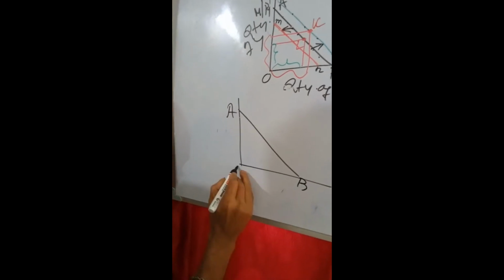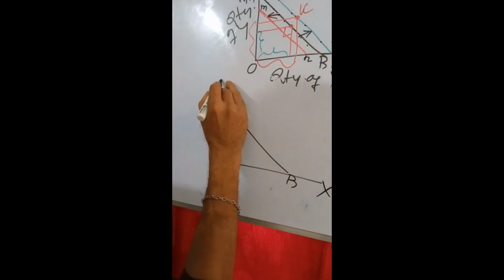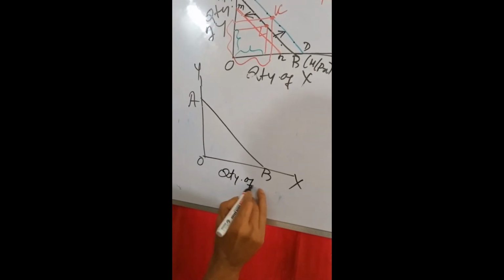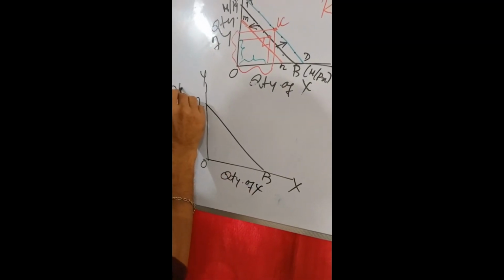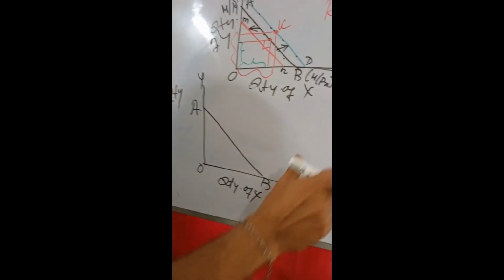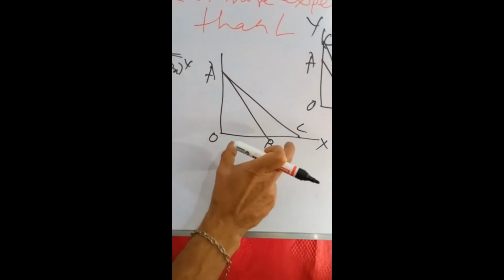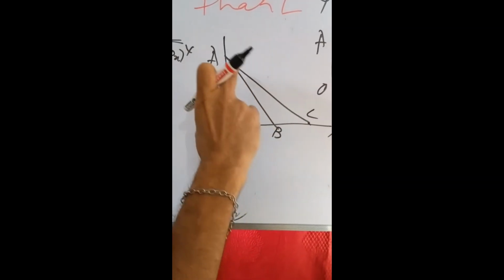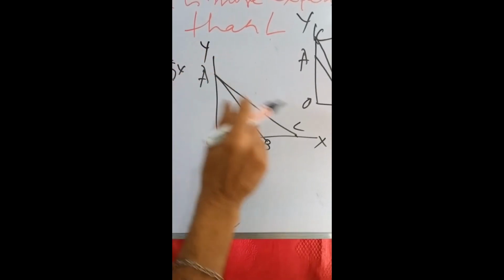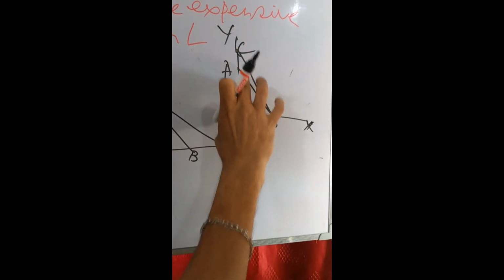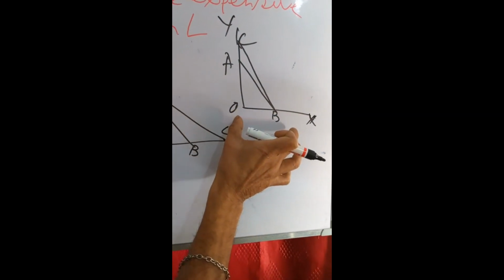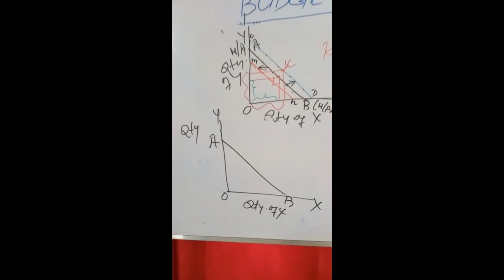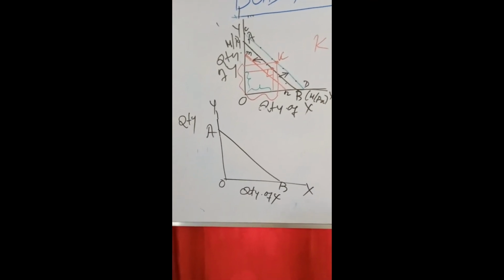This is original budget line. This is quantity of X and this is quantity of Y. Now here we have considered, in this case, only fall in price of X, price of Y remaining constant. Here you have considered only fall in price of Y, price of X remaining constant. Now here we are considering if prices of X and Y both change, say both fall, but not proportionate.